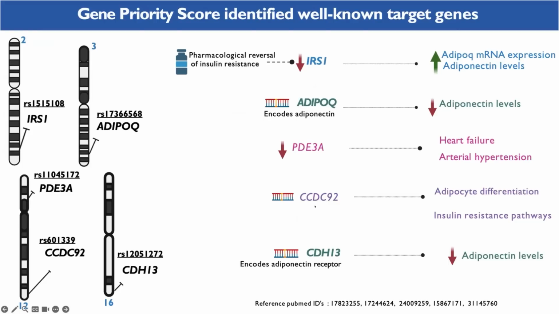So those gave us some confidence that this is actually working well to identify things that we would have expected to see. Not a gold standard per se, but these genes are all very well known for this trait, with lots of biological evidence to support them.